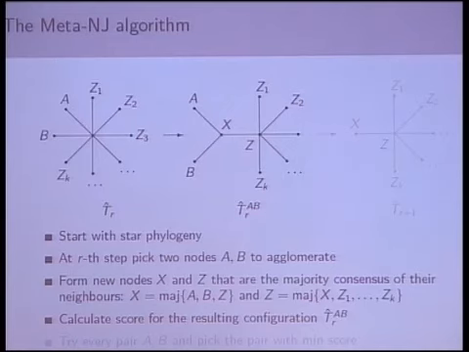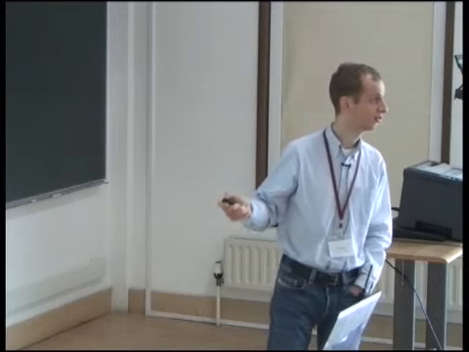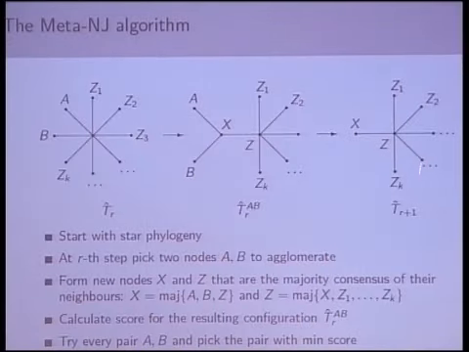consensus of its neighbors. I then score this configuration, and I go through all different pairs A and B, and I choose the pair A and B that minimizes the score of this configuration. So once I've chosen that, I kind of throw away A and B, and I work with this tree, and I continue to work with that tree. So the algorithm repeats from that stage. So at each stage, I'm essentially sticking two nodes together, working out the majority consensus to obtain the topologies X and Z.